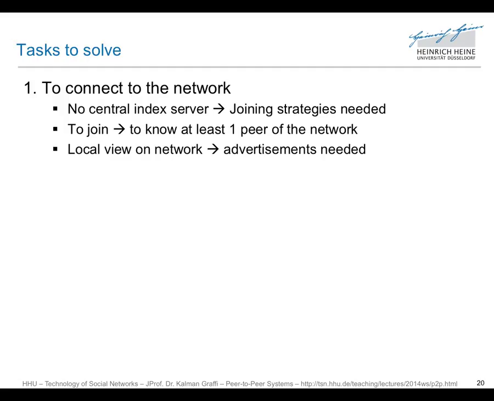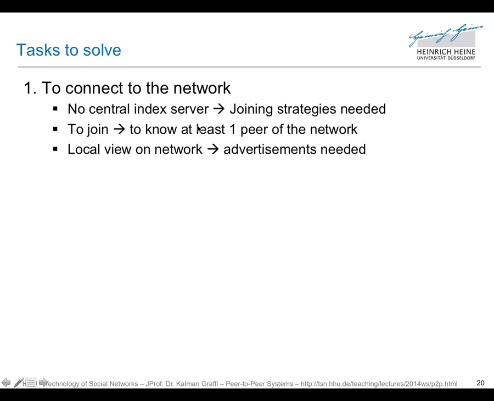So first of all, to connect to the network, there are some joining strategies. Typically, what is done is that you need to know at least one peer in the network, and then you connect to it. And over that node, you get to know other nodes, and you can connect to those.